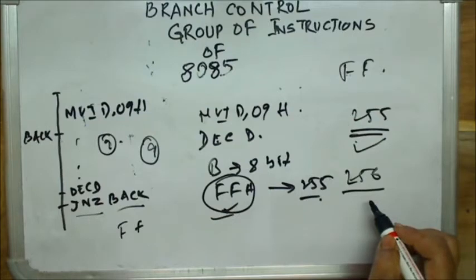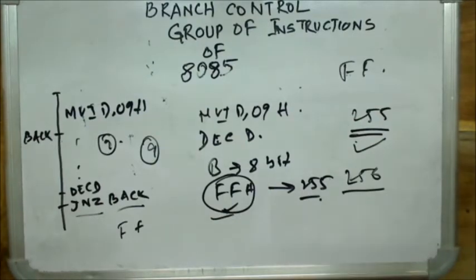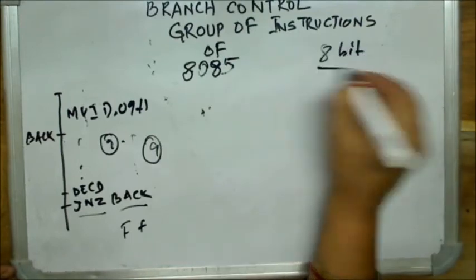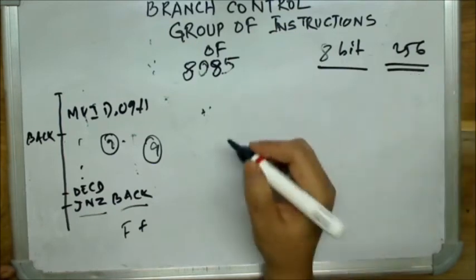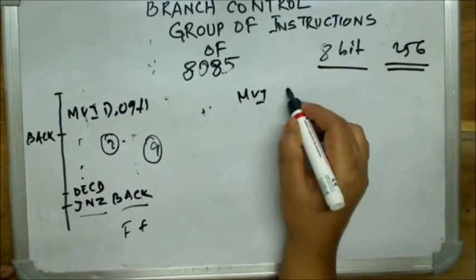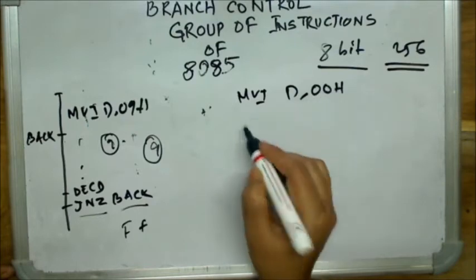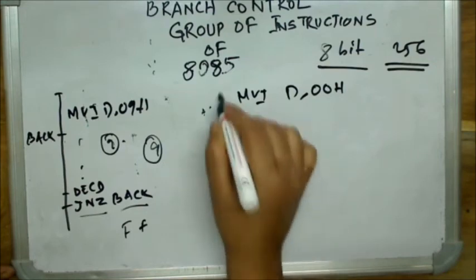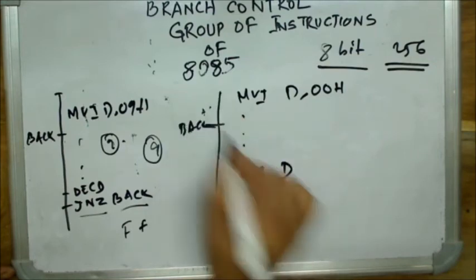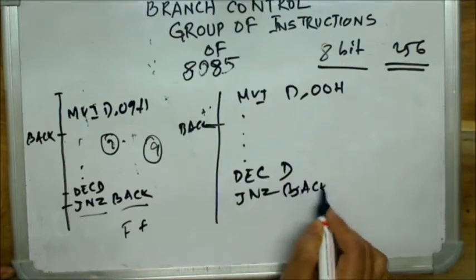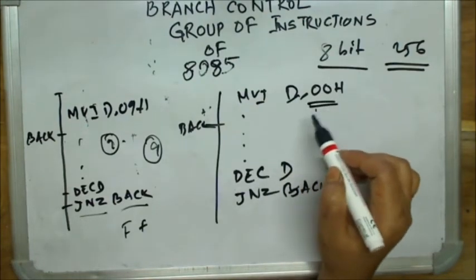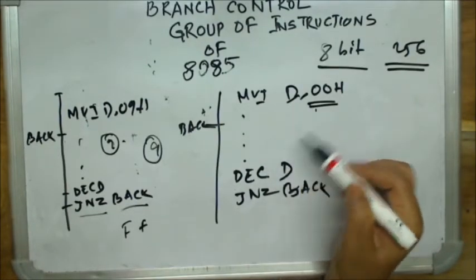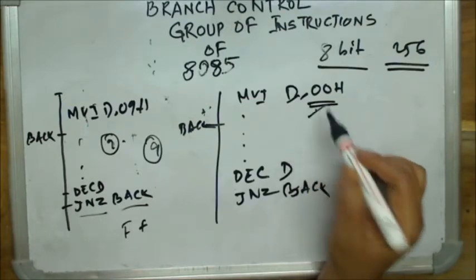So here, what do you have to do? If I say using an 8-bit register produce 256 iterations, what you have to do is write MVI D, 00H. Then you have to write DCR D, then JNZ back. So with a counter of 00H, how many iterations will it run? It is not possible to run any iteration with a counter of 00.